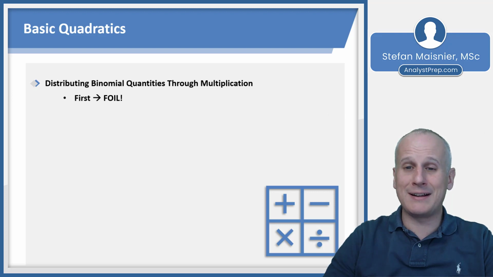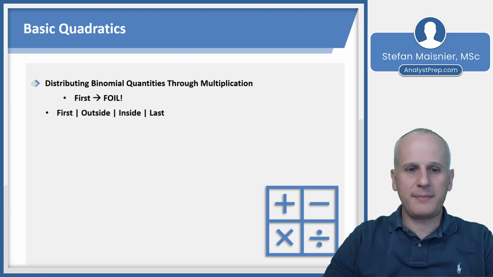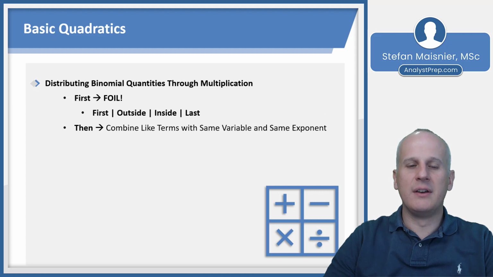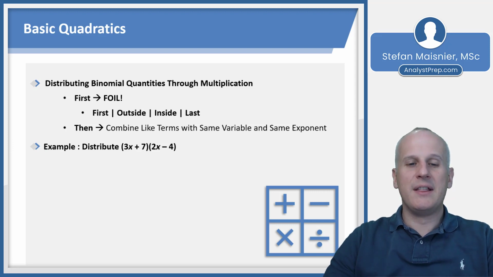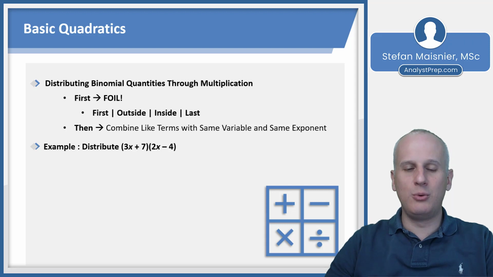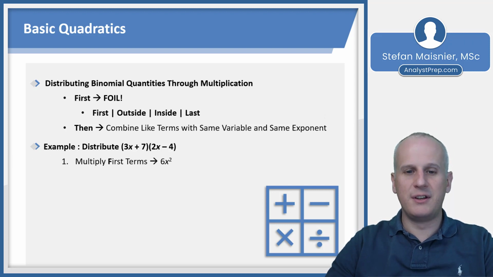You may recognize the acronym FOIL, and that stands for first, outside, inside, last. Once you FOIL, you then combine your like terms with the same variable and same degree or exponent. So let's take a look at the example of distributing the binomial quantities 3x plus 7 and 2x minus 4. First, we multiply the 3x times the 2x, and we get 6x squared.